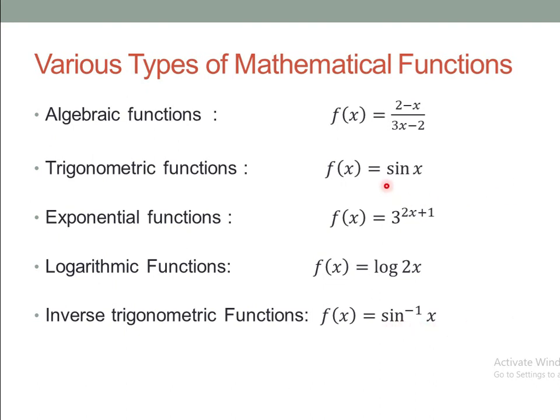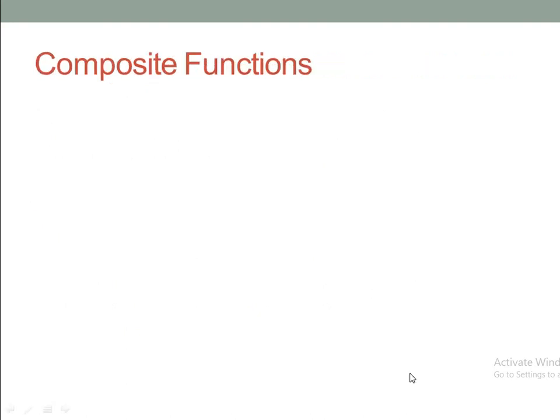That means sin x gives us a number when we input an angle, and sin inverse x gives us an angle when we input a number, like sin inverse root 3 by 2 equal to 60 degree, or sin inverse 1 by root 2 is equal to 45 degree. This is how inverse trigonometric functions take numbers as input and give angles as output. We will learn about inverse trigonometric functions in detail in our intermediate class.